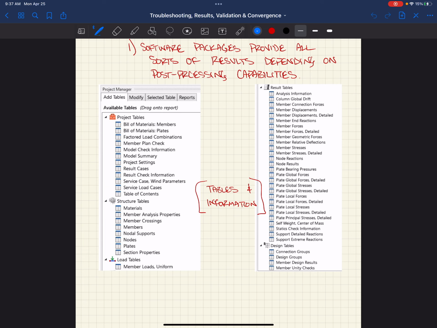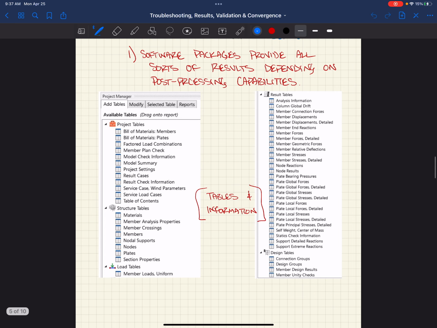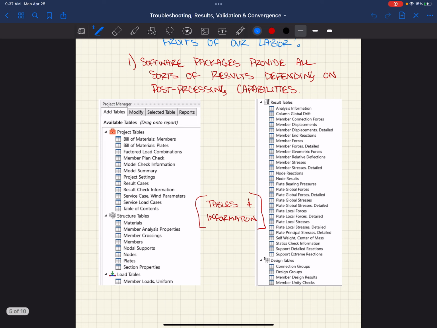We've got your structure tables: materials, member crossing, nodes, where your nodes are, where your plates are. Again, very valuable when you're trying to get your model running. Load tables, member loads, uniform. Obviously, I took this from our stair model. Depending on what things you have in your model or don't have, the available tables will get bigger or smaller. There are other things out there. So you get stresses and forces, obviously, and displacements.